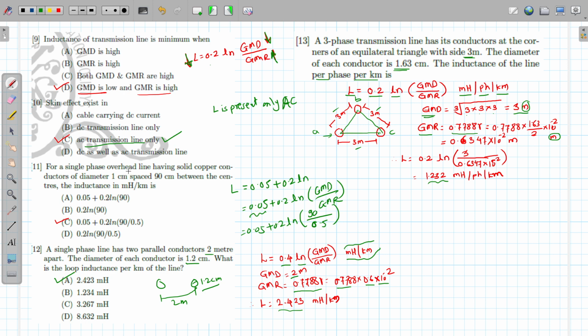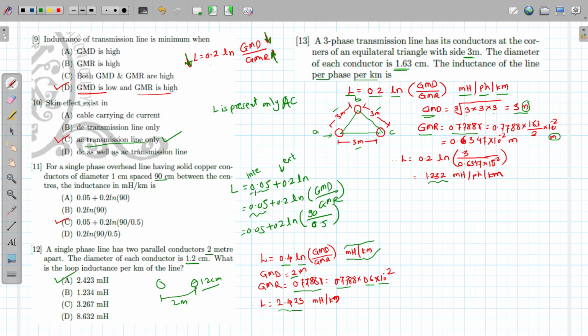For a single phase overhead line having solid copper conductors of diameter 1 cm separated by 9 cm between the centers, find the inductance in millihenry per kilometer. So inductance in millihenry per kilometer, this is due to the internal flux and this is due to the external flux.